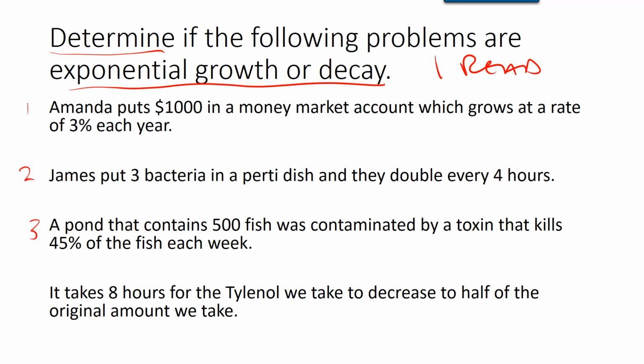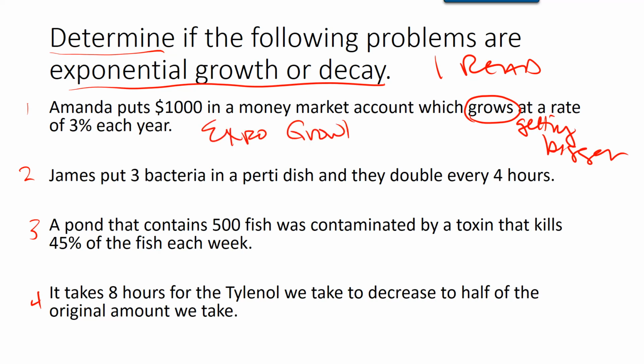1, 2, 3, 4. The first one says Amanda puts $1,000 in a money market account which grows at a rate of 3% each year. Well, the key word here is that it's growing. Since it's growing, our value, our money, or Amanda's money, is getting bigger, which means that this is going to be exponential growth. Now, the percent here, again, foreshadowing, looking forward to next week when we do percent problems.